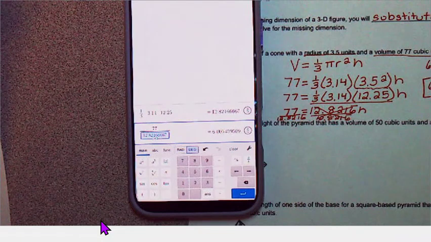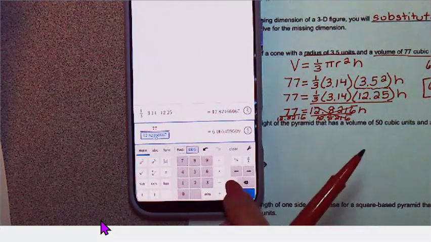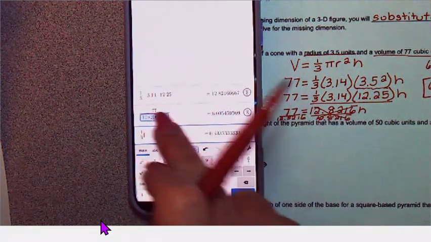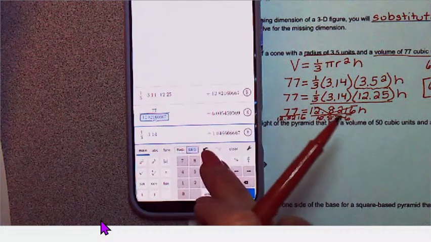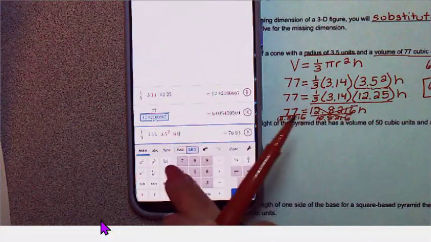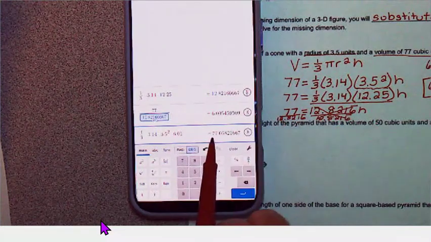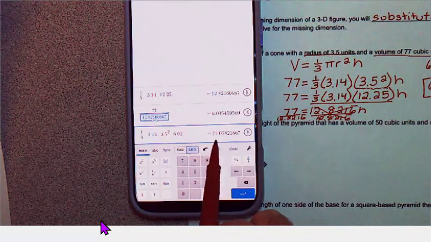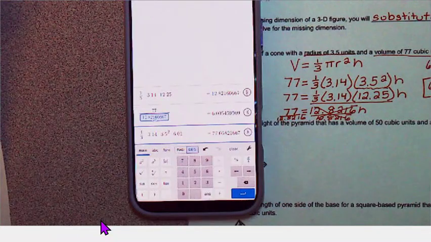So if you were to plug that in for your height, you could always check it. 1/3 times 3.14 times 3.5 squared times 6.01, you get 77.05, which is really, really close to 77. But because you round it, it's going to be a little bit off, but it's still close.